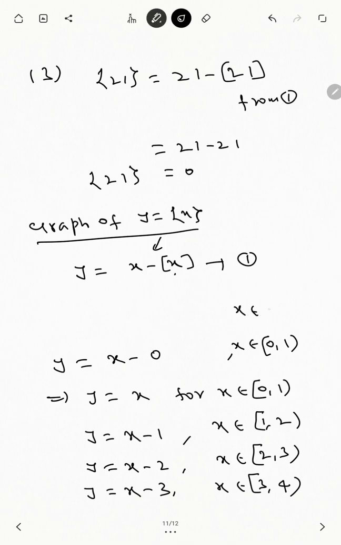Here, let me take minus 1 to 0. Minus 1 to 0. What is the integer part value? Minus 1, because it is minus 0 point something. So x minus of minus 1 gives plus 1. y equal to x plus 1, whenever x belongs to minus 1 to 0. Then y equal to x plus 2, whenever x belongs to minus 2 to minus 1.